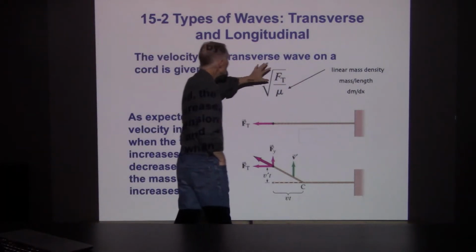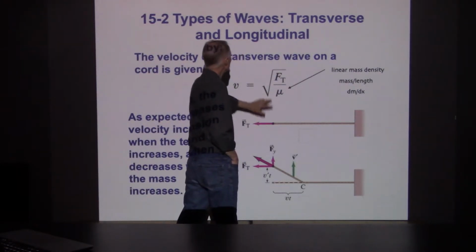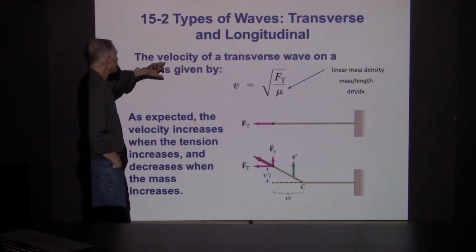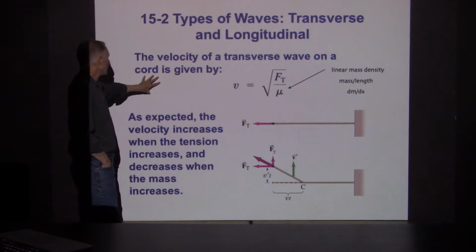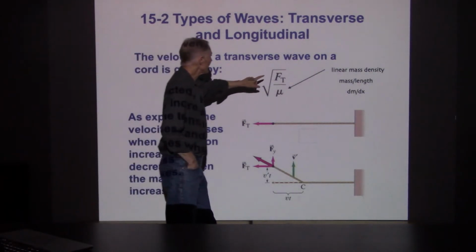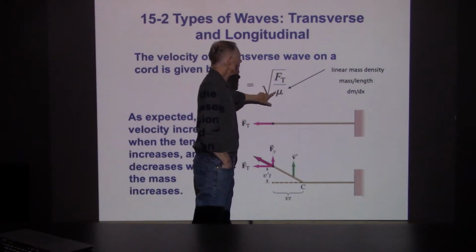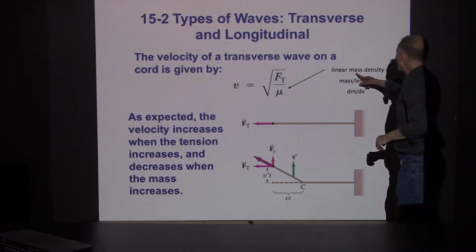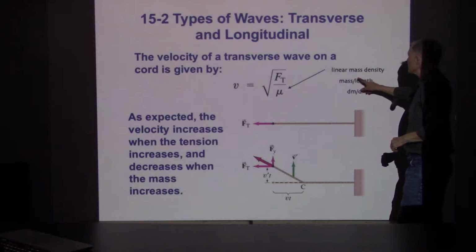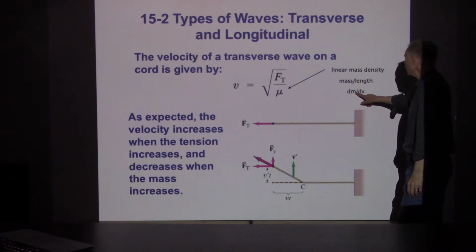So this is the tension set up in a string. There's a velocity formula. If we set up a transverse wave on a chord, that's given by tension divided by something that we call mu. Now mu is a linear mass density. It's mass per length. You could think of that as m over l, or dm dx.